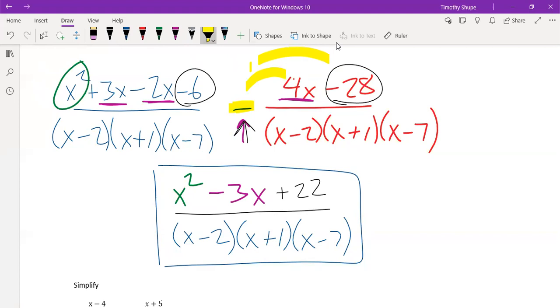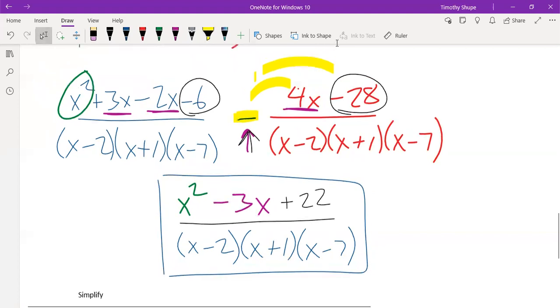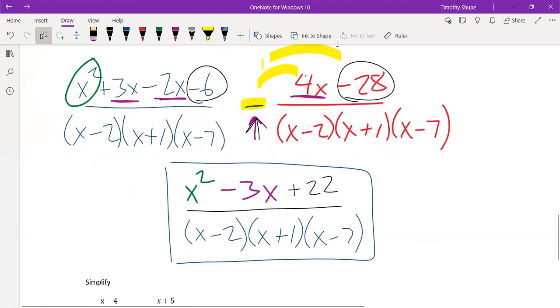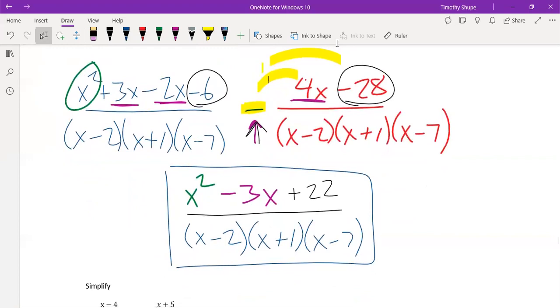But we went through, we found a common denominator by identifying factors that were missing. Once we multiplied by those missing factors, we had some numerators that we could consolidate and combine our x squareds with the x squareds, the x's with the x's, the constants with the constants, and then got down to our final answer.